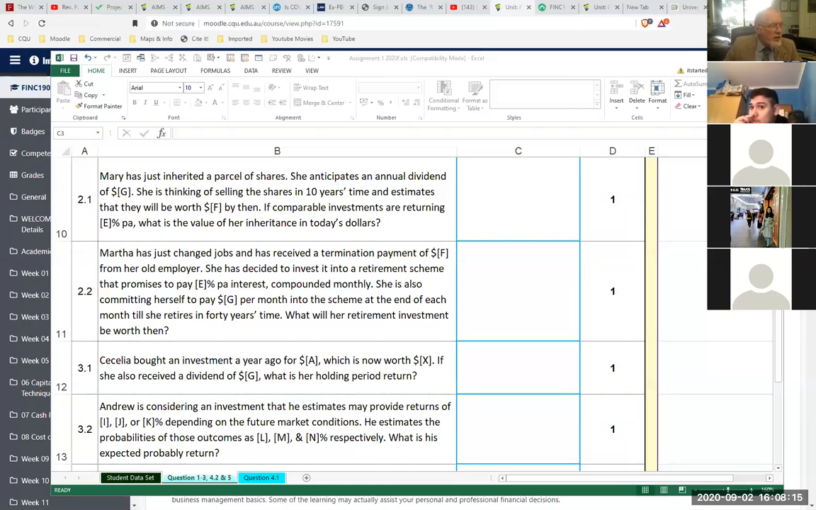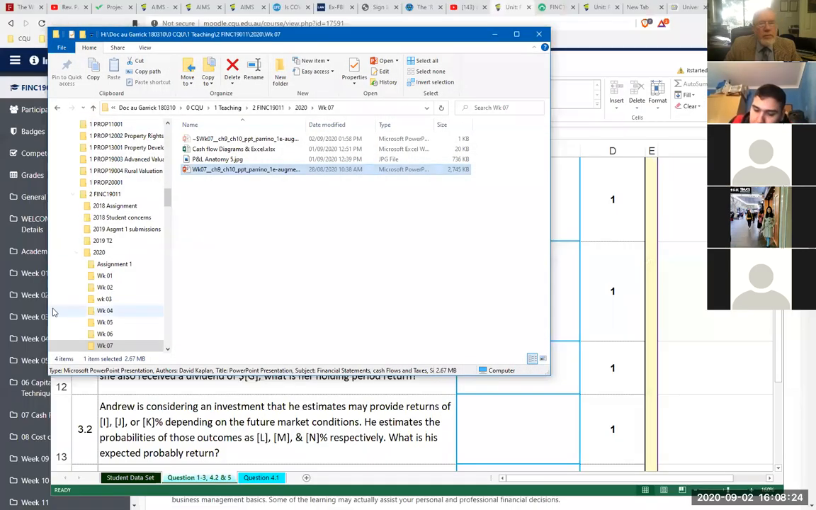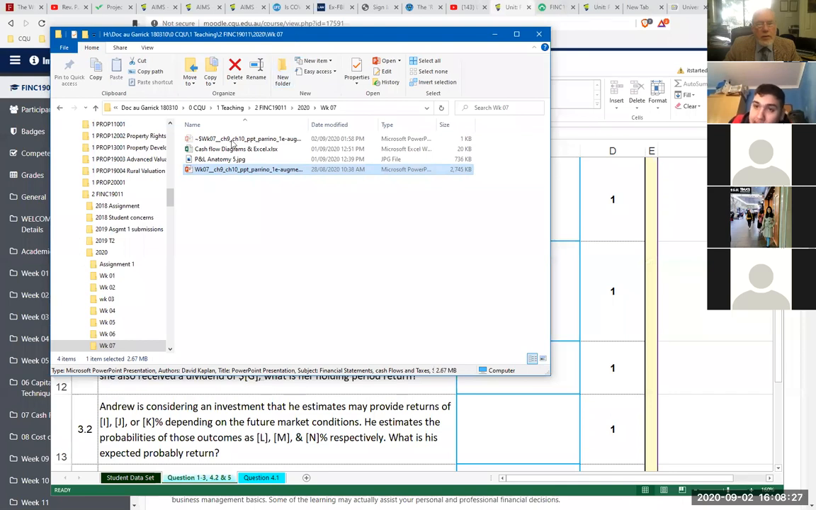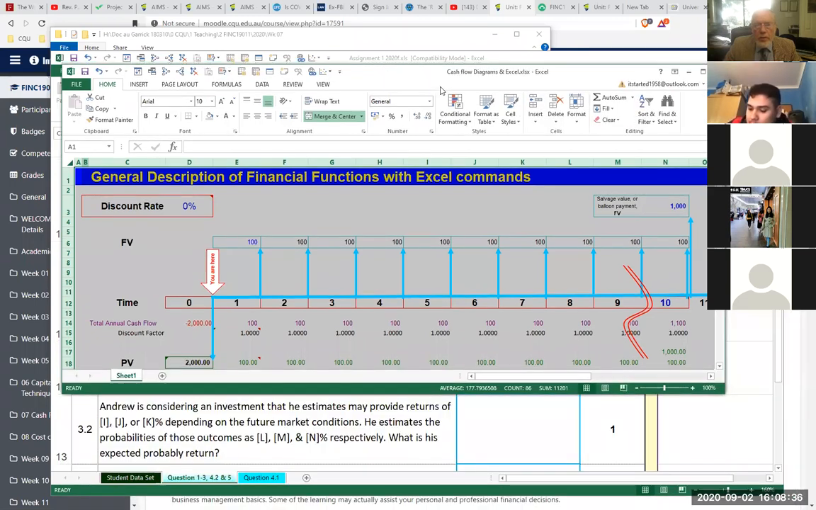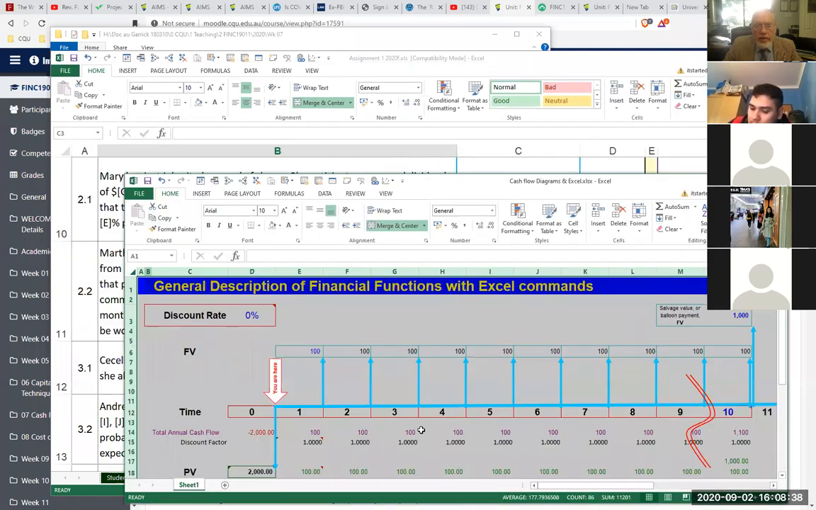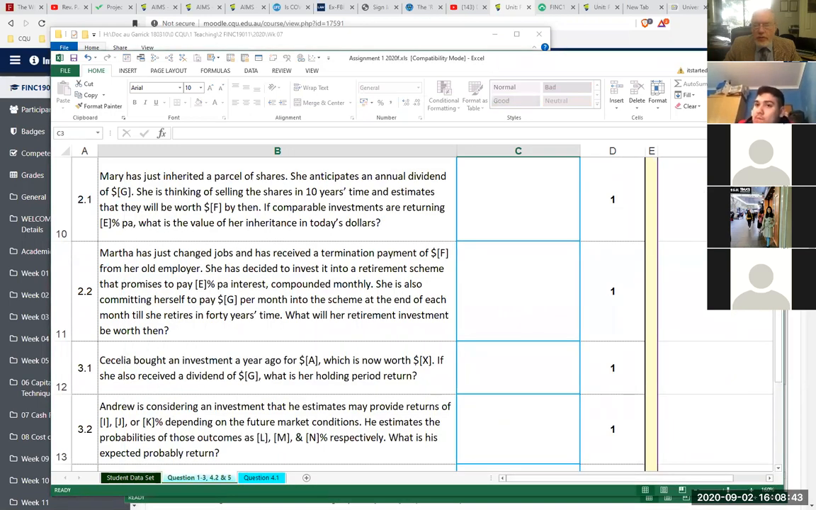If I can just get that diagram back up again. Oh, where's it gone? Cash flow diagram. Just going to get this up. This diagram is probably a handy thing to be looking at for this particular question. Let me see if I can get them so we can see them both at the same time. Okay, there's the question.